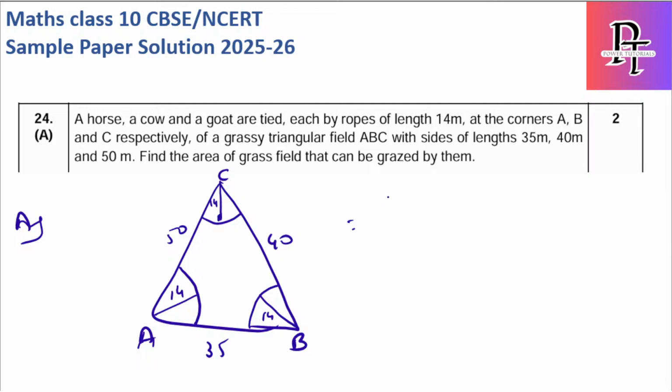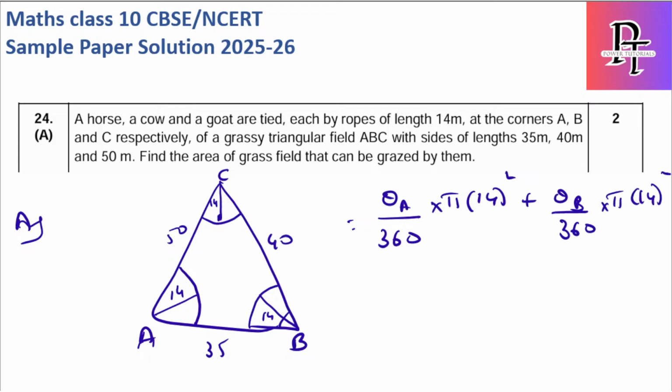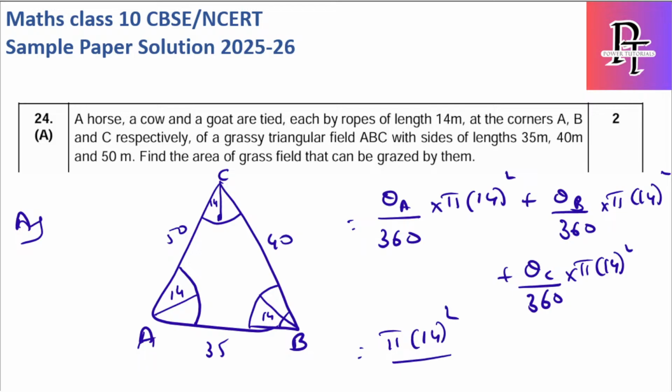Okay, so if I say that the angle subtended by A, theta by 360 into pi into R, which is 14, plus theta B, meaning this area, this theta, theta B by 360 into pi into 14 square, plus theta C by 360 into pi into 14 square. So simply if I take pi into 14 square by 360 as common, I will get theta A plus theta B plus theta C.